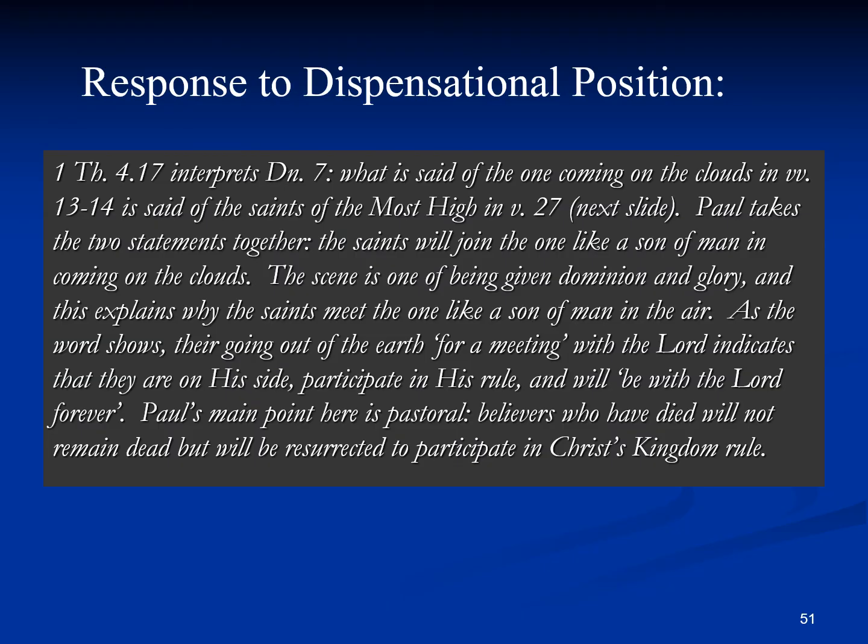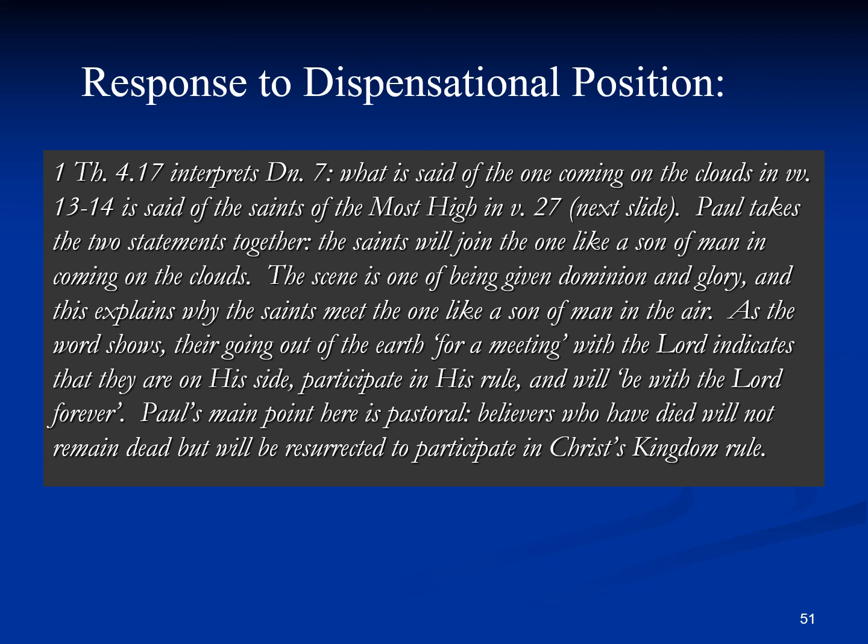So the response to the dispensationalist view is that 1 Thessalonians 4:17 doesn't refer to the rapture. Rather, it interprets Daniel 7. What is said of the one coming on the clouds in Daniel 7:13 and 14 is said of the saints of the Most High in verse 27 in Daniel. We'll have a look at that on the next slide.